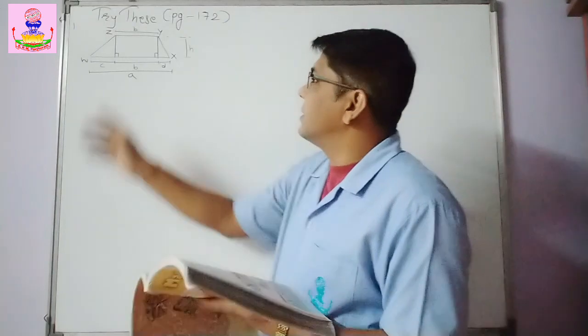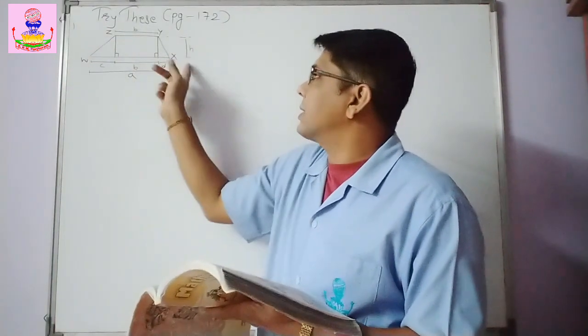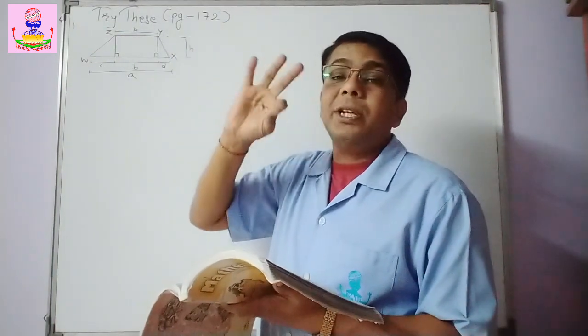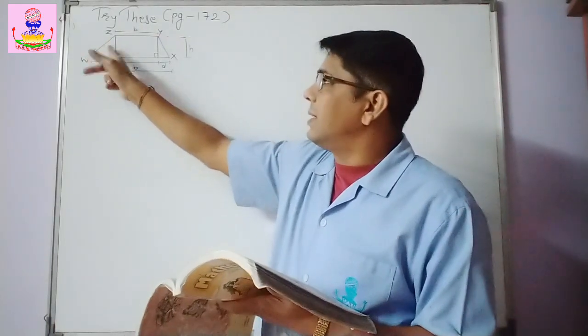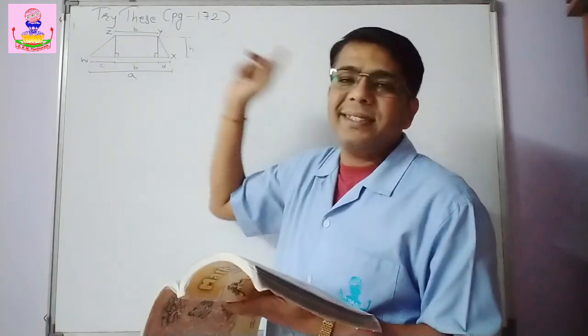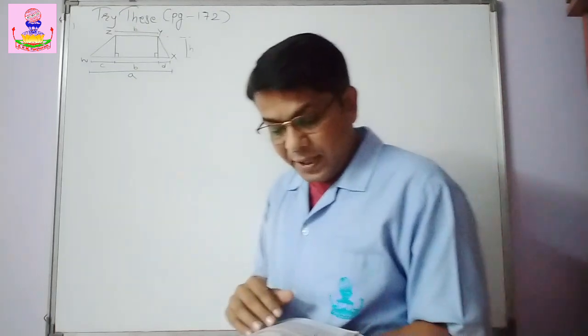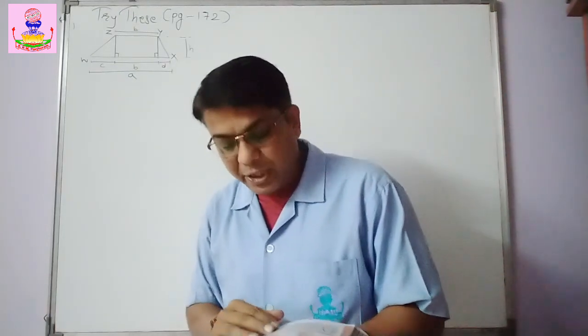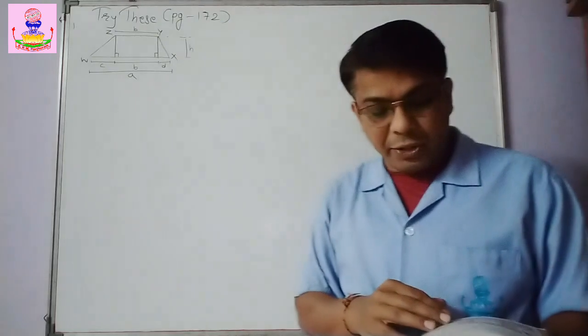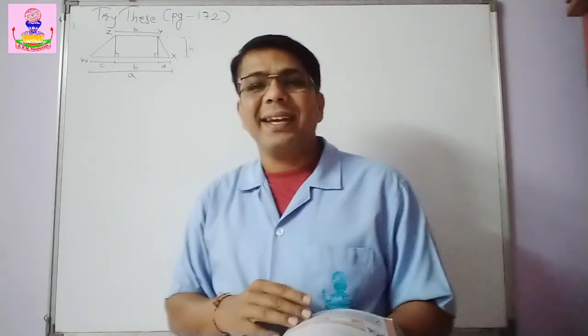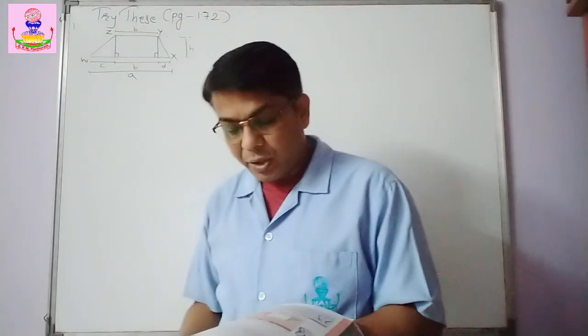So you can see here, this is the trapezium plot WXYZ, and it has been divided into three parts. This is a right angle triangle, this is a rectangle, and again this is a right angle triangle. Show that the area of the trapezium WXYZ is equivalent to h into bracket a plus b upon 2.